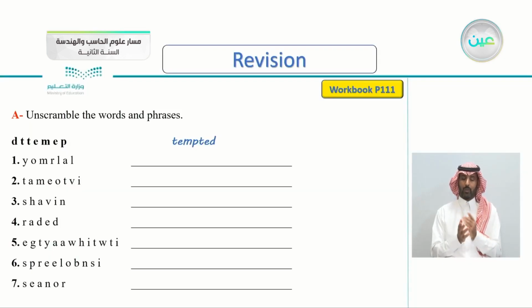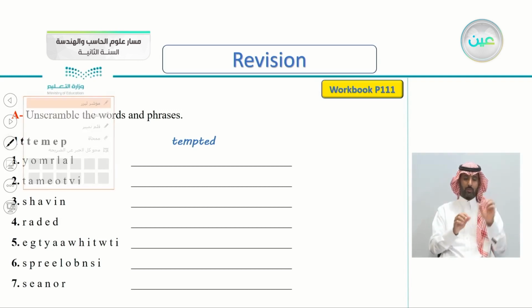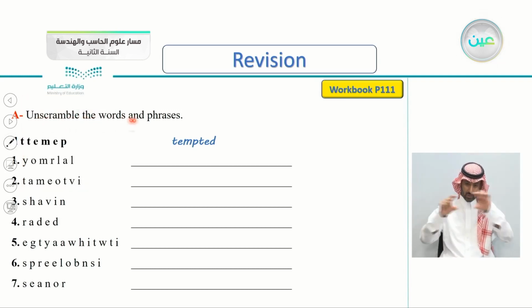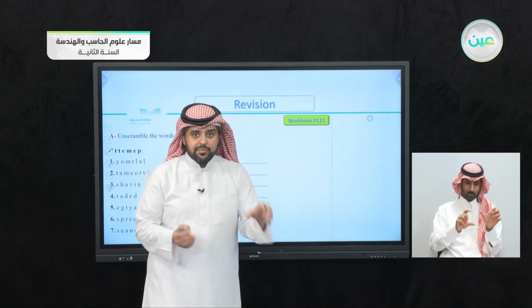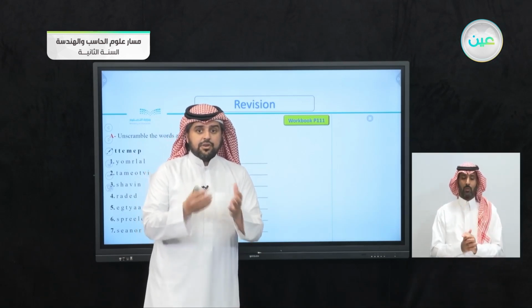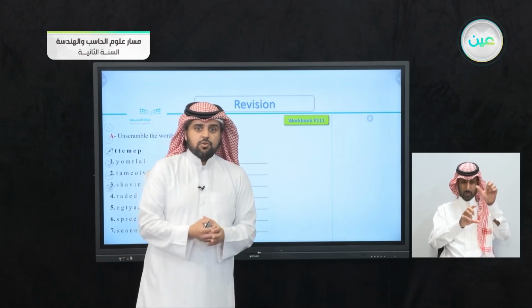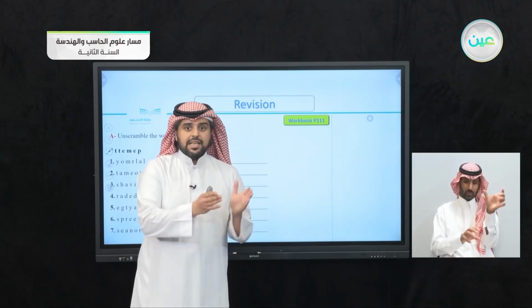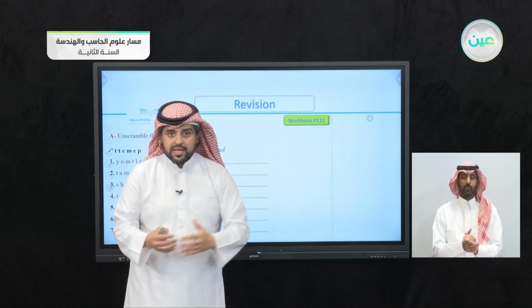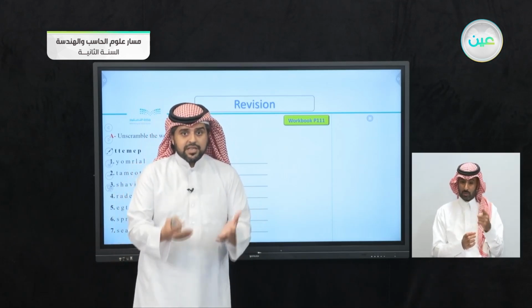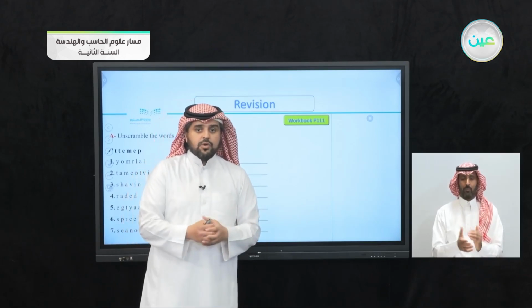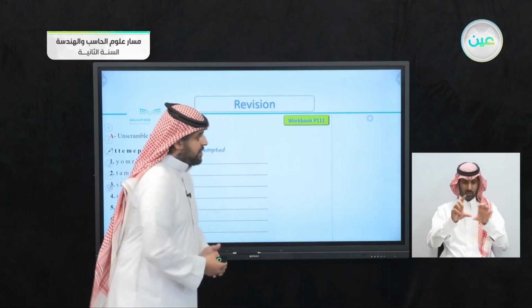111. Exercise A. Unscramble the words and phrases. So what does it mean to unscramble? You can see the words are scrambled. The letters are not in their correct places. So you have to put the letters in the correct order to make up a word or a sentence, to get the correct word. In other words, you have to unscramble the letters.